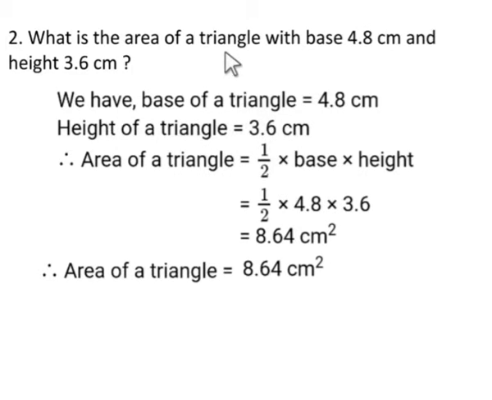Now as we have to find area of a triangle, we will use the formula half into base into height. Now put up the values of base and height. You will get the next step as 1/2 into 4.8 into 3.6. Now divide 4.8 by 2 and multiply it by 3.6. You will get the answer as 8.64 centimeter square. Hence, area of a triangle having base 4.8 centimeter and height 3.6 centimeter is 8.64 square centimeter.